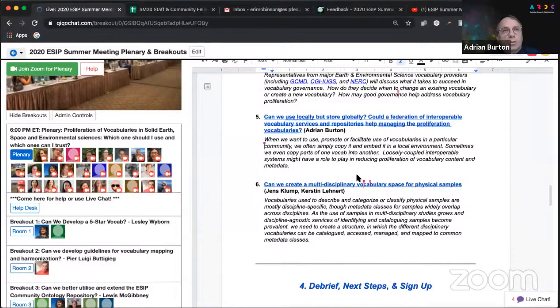Sure, we're going to be looking at what role vocabulary services can play in addressing this proliferation, or at least reducing the need to just copy stuff. If you need to present a vocabulary to a local community for very good reasons, are there ways in which we can leave the content where it is, or at least have master copies of the content in known spots, and have a set of loosely coupled interoperable services that access the content in a more distributed way.